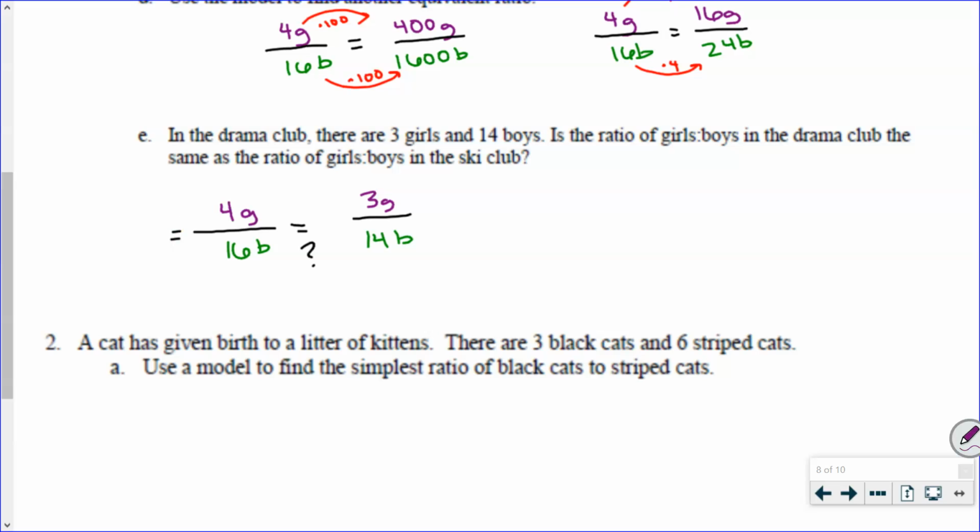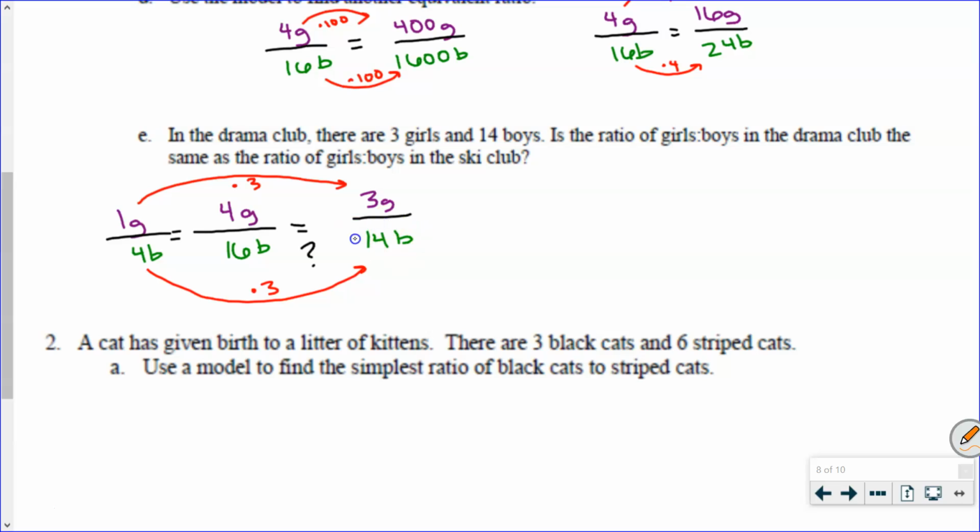Our simplified ratio, we already took the 4 girls and 16 boys and simplified it to 1 girl and 4 boys. We did that by dividing, right? And so now, isn't this a much easier question to answer? How does a 1 change to a 3? Multiply by 3. So we should take the 4 and multiply it by 3. And 4 times 3 is 12.